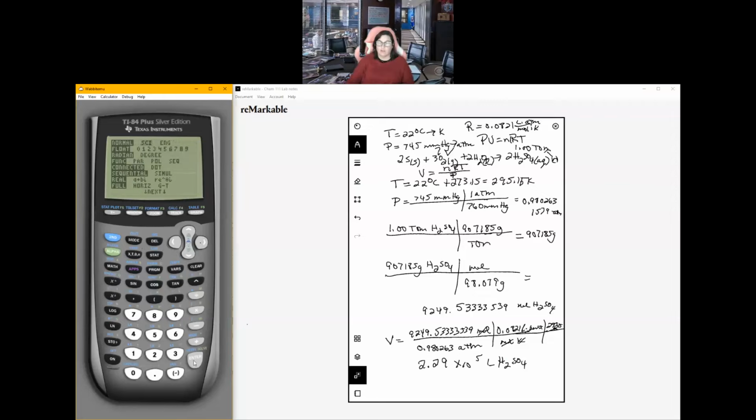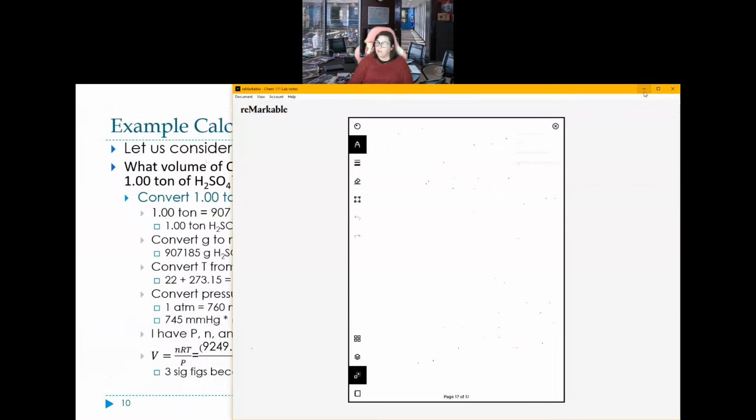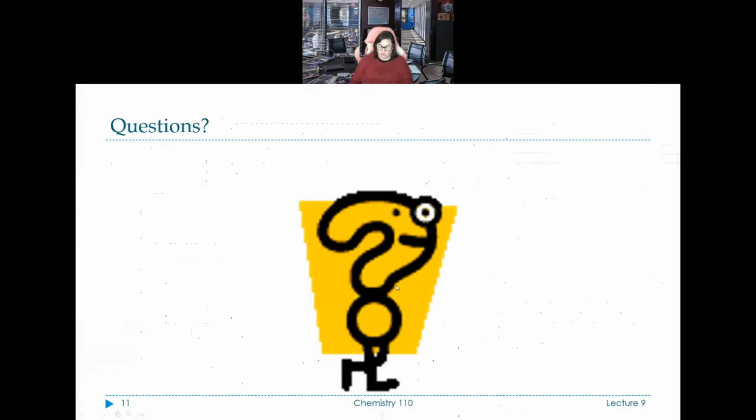Of course, I can click the mode, I can click the science, I can click enter, I can quit that, and then I can multiply my answer times 1. And that gives me 2.28 and change times 10 to the 5th. So that's how I know what that is, because I can't do that in my head. I'm not very good at it. So that's how we get to our answer. Questions, comments, problems on that.